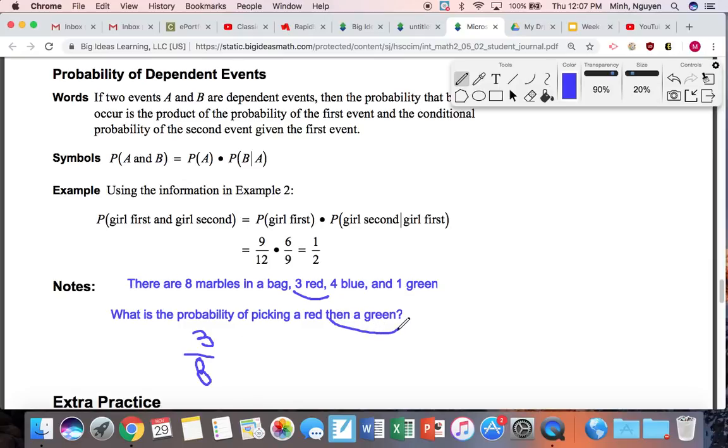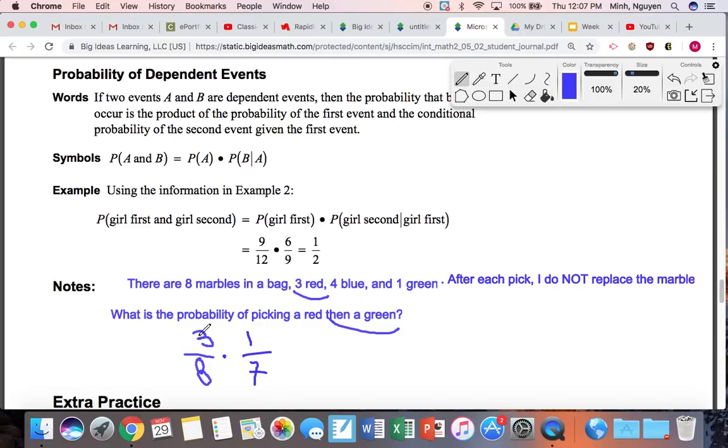Then a green. And one important thing that I forgot to set up is that after each pick, I do not replace the marble. So that means I pick it and then I keep it taken out, right? So then you think, okay, well, I have one green out of... Now, if I've already picked out a marble, then are there 8 marbles left? And the answer is no.